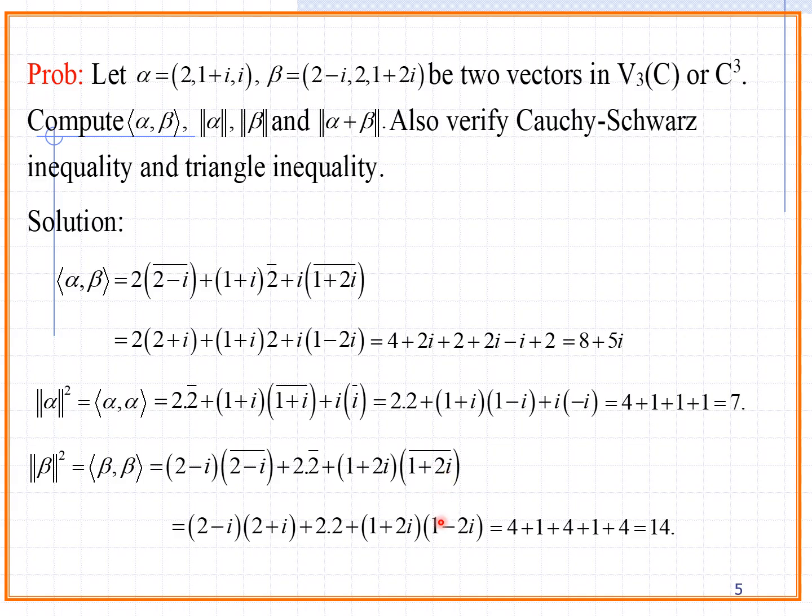Here that 1 plus 2i can be written as 1 minus 2i. Thus you can multiply that i square value, already known as minus 1. So by using i square equal to minus 1, you get the final value, a real number, 14.